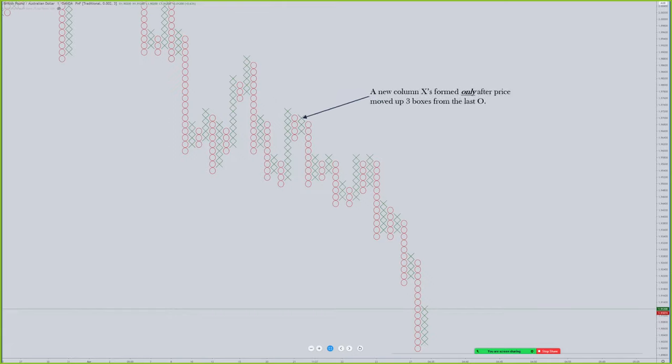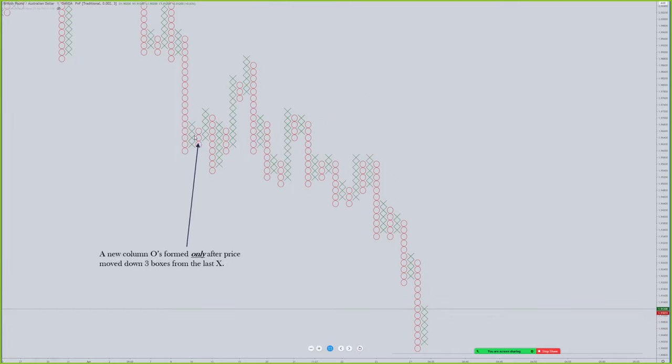So when we look at this column of X's, it formed only after price moved up three boxes. So here's the last O. Once price moved up three boxes worth, then it printed these three X's. This column of O's did not print until here's where price ended on this column of X's. But then once price moved down three boxes worth, it printed that column of O's.